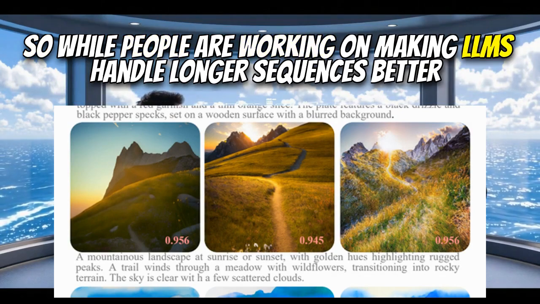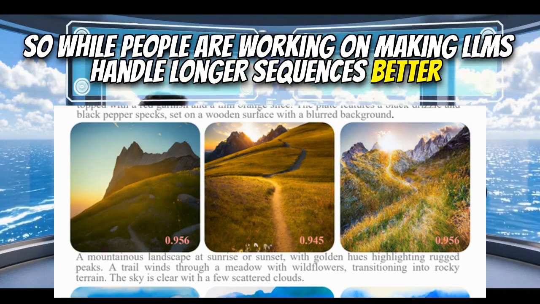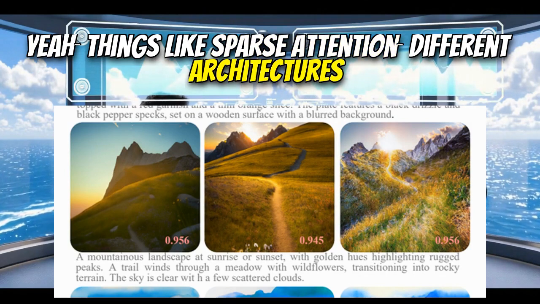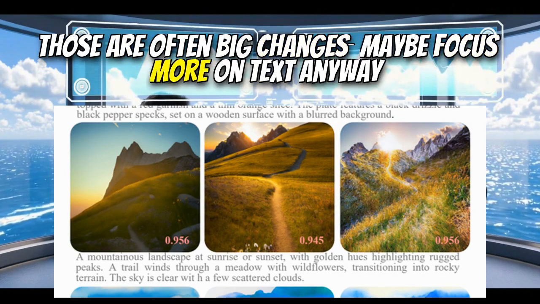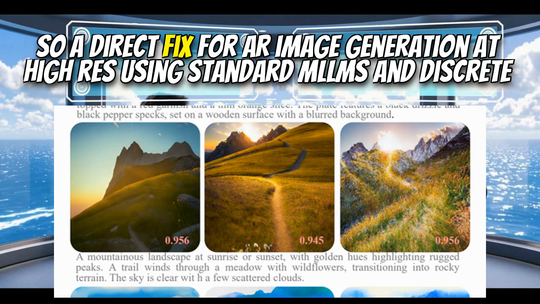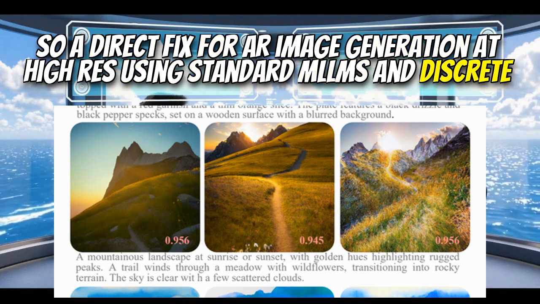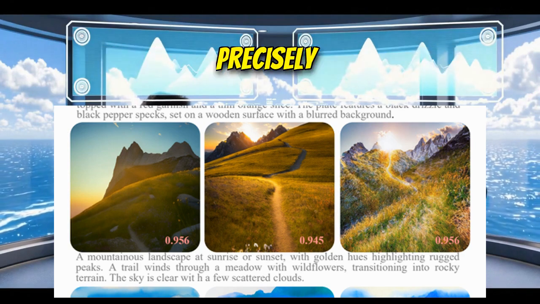So while people are working on making LLMs handle longer sequences better, things like sparse attention and different architectures, those are often big changes, maybe focused more on text anyway. So a direct fix for AR image generation at high res using standard MLLMs and discrete tokens, that was kind of the missing piece. Precisely. It was a critical gap.